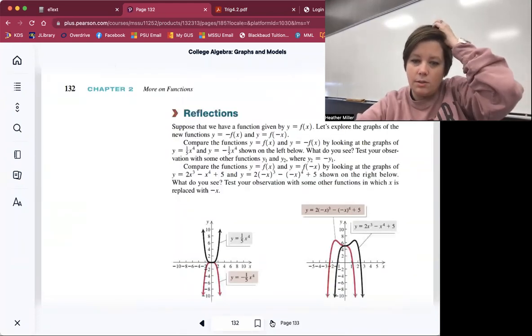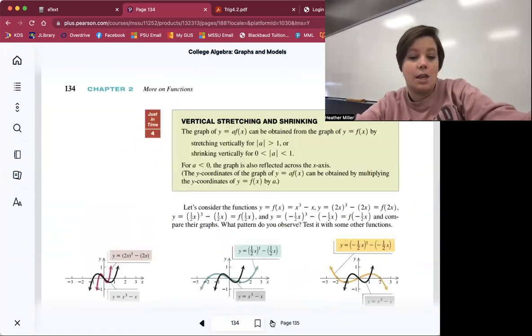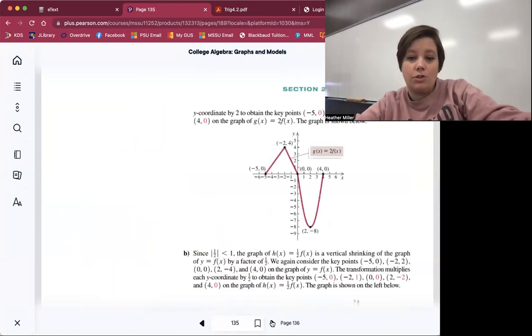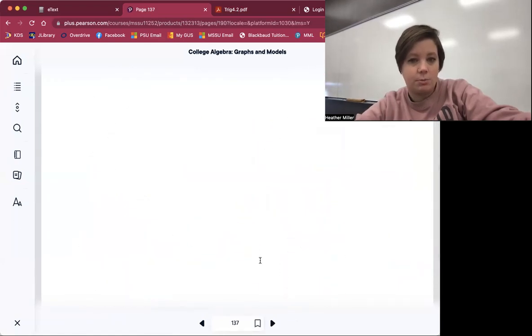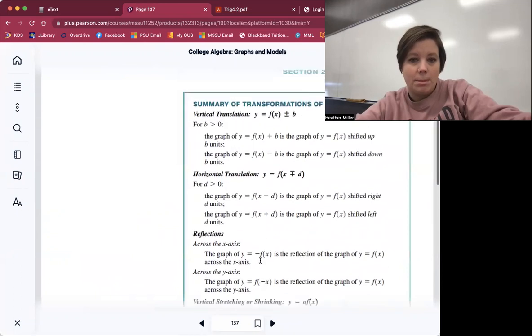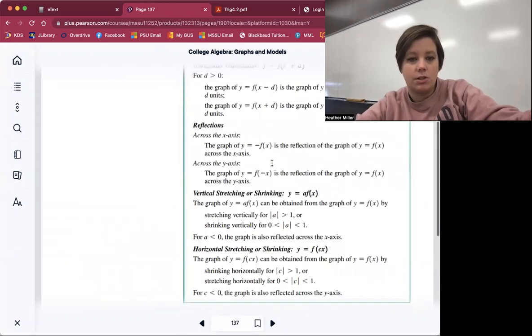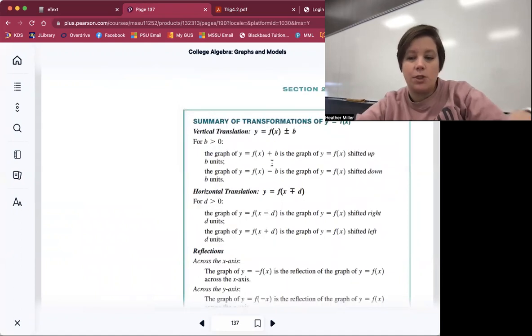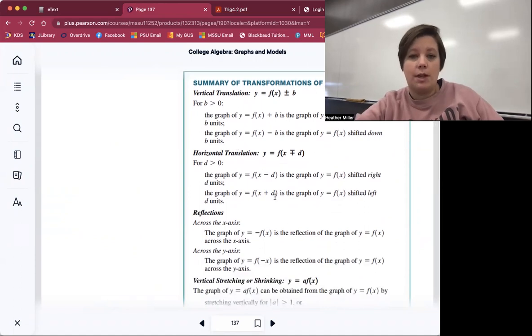Let me skip ahead. On one of the pages, there's a really nice table where it shows all of the translations all together, which I think is super helpful. So this is a summary of the translations. That's a good little table on page 137 of the college algebra textbook, where it tells you a general form of vertical translations and what that means for the graph, or the horizontal translations and what that means for the graph, or reflections.